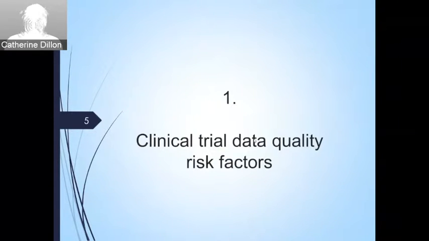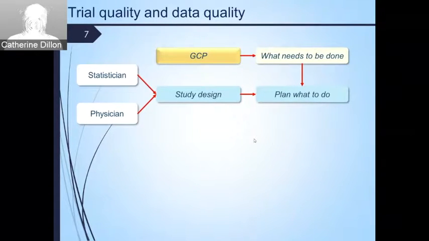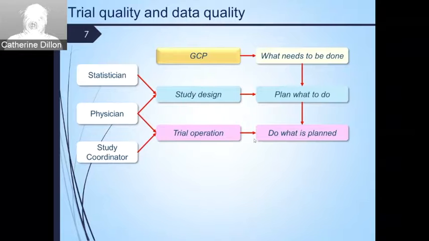Okay, so first, clinical trial data quality risk factors. Okay, so there's lots of things we need to do. So good clinical practice, or GCP, tells us what needs to be done, right, in order to build quality into our clinical trials. And then the statistician and usually the physician or the scientist work together to develop the study design, and that's where we plan what we're going to do in our clinical trial.